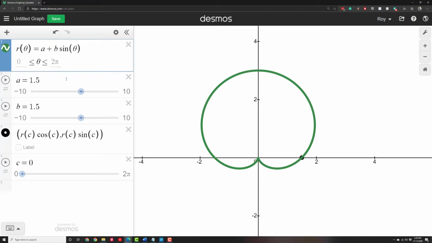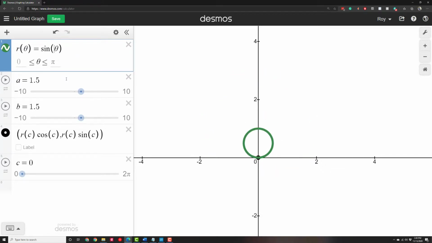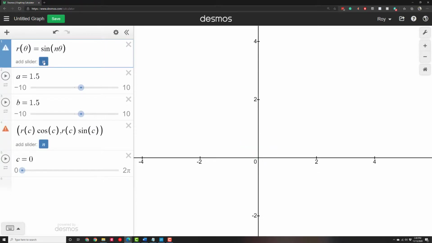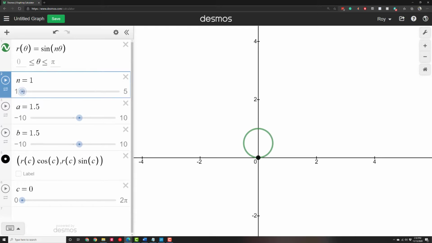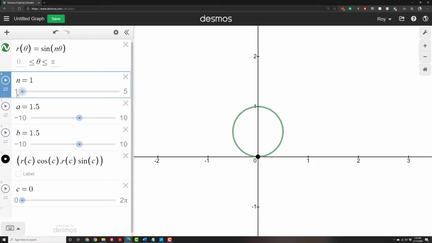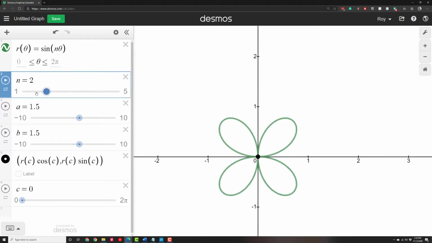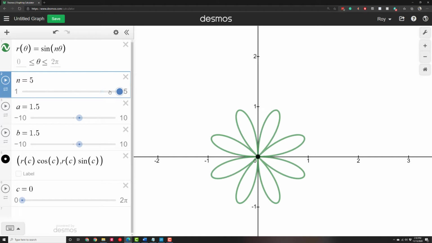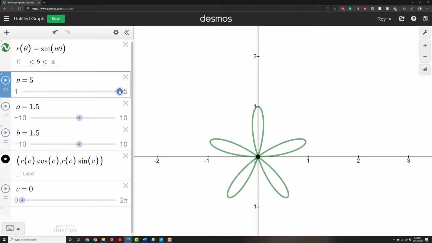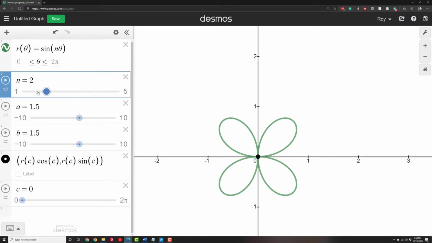If you want to fiddle with n-leaved roses, you can just make this n and add a slider to that. And for the slider, just make sure you go from 1 to, let's say, it doesn't really matter, 5. We'll step by 1. And when you do that, I'll zoom in. When n is 2, you get 4 leaves. When n is 3, you get 3 leaves. When n is 4, you get 8 leaves. And when n is 5, you get 5 leaves. So you can fiddle around with that if you want.